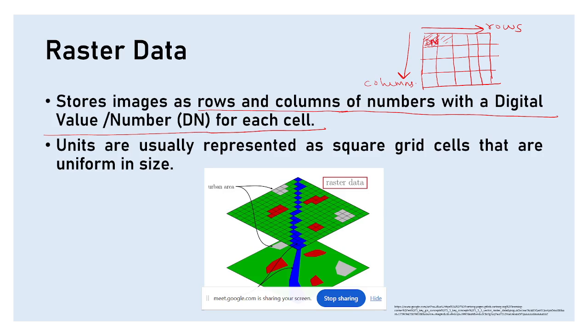So the units that I said are usually represented as square grid cells that are uniform in size. Okay, it's always square. But why this is specified is because at times you can also have a rectangular image. The image can be rectangular or square, but what you have to keep in mind is that the fundamental basic unit, each cell, will be in the form of a square. Although the output raster image might be square or rectangular, each of the units is square in shape. That thing you have to keep in mind.